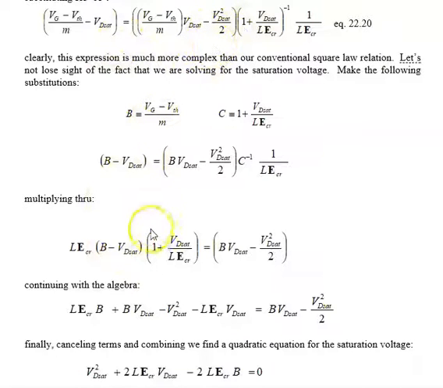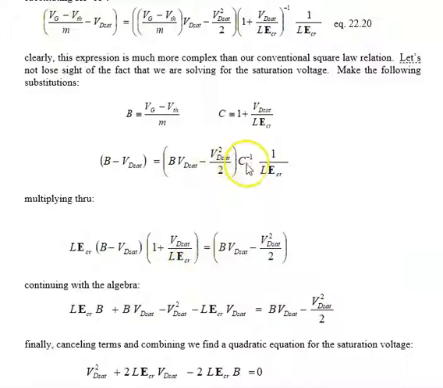I also have a term of, let's see, this term here becomes B times VD sat. This is just VD sat divided by 2. And this term here is C to the minus 1. So that's reasonably straightforward.